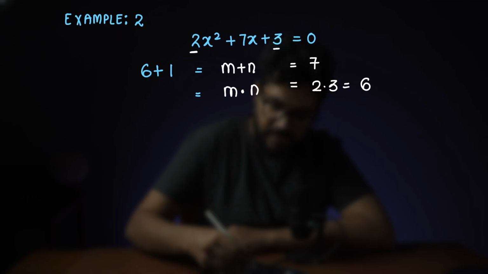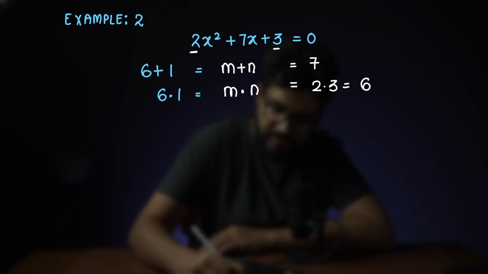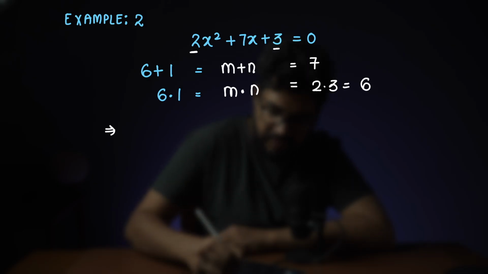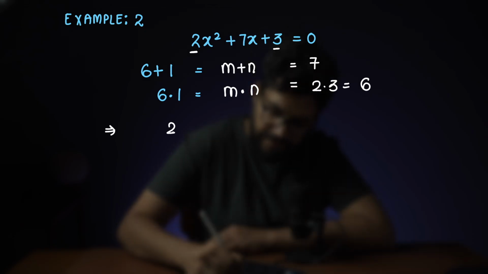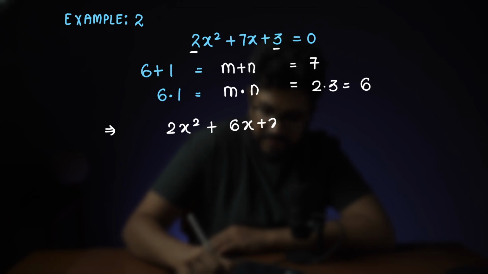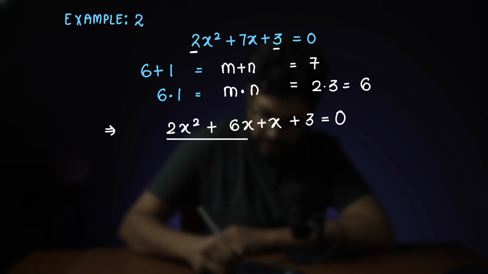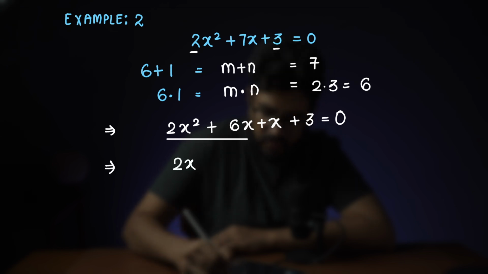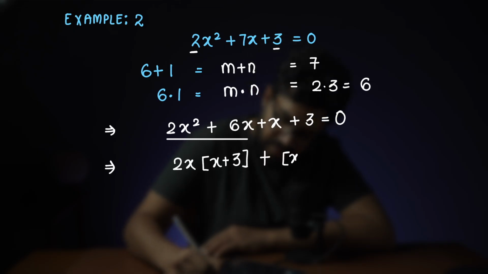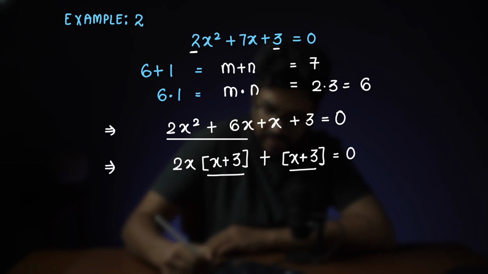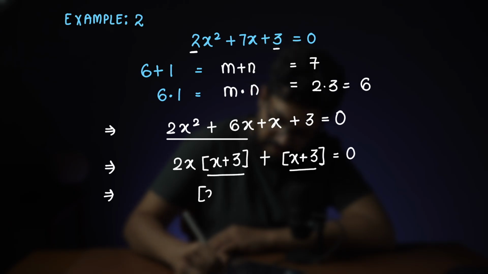6 and 1 add up to 7, and the product of 6 and 1 is 6. So this implies the middle term could be written as 6x + x, so 2x² + 6x + x + 3 = 0. Now from the first two terms, 2x could be taken common, and from the last two terms, 1 could be taken as a common number. Then this entire bracket is taken as a common factor.